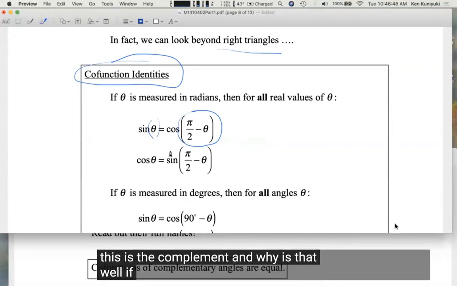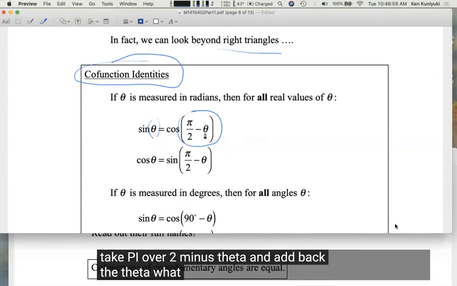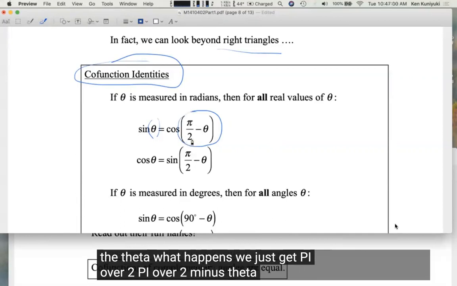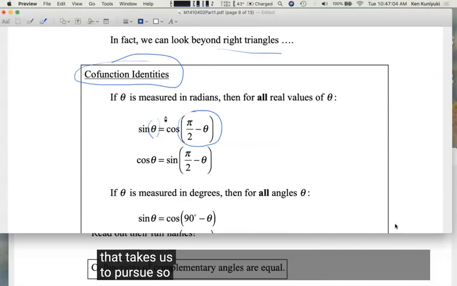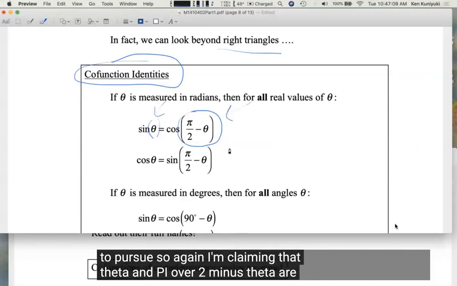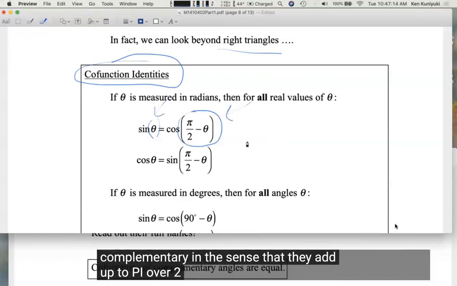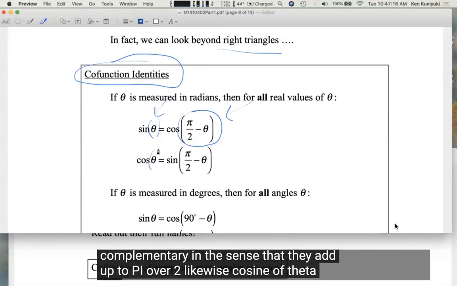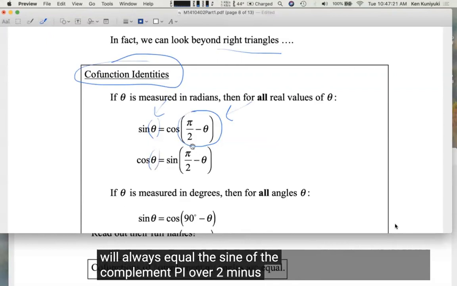And why is that? Well, if we take pi/2 minus theta and add back the theta, what happens? We just get pi/2. Pi/2 minus theta plus theta takes us back to pi over 2. So again, I'm claiming that theta and pi over 2 minus theta are complementary in the sense that they add up to pi over 2. Likewise, cosine of theta will always equal the sine of the complement, pi over 2 minus theta.